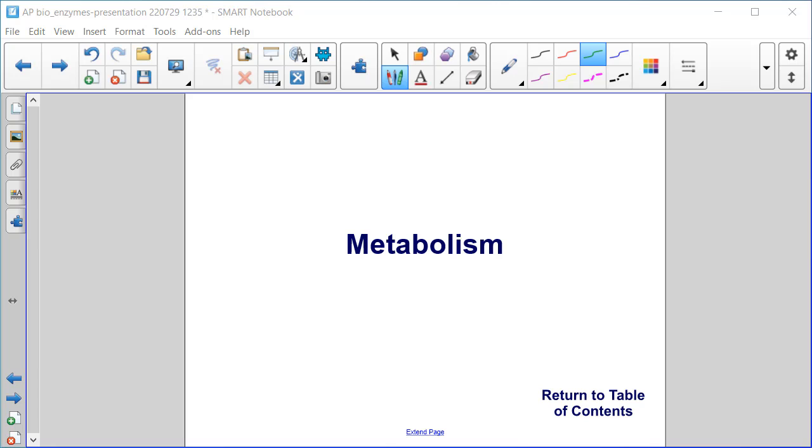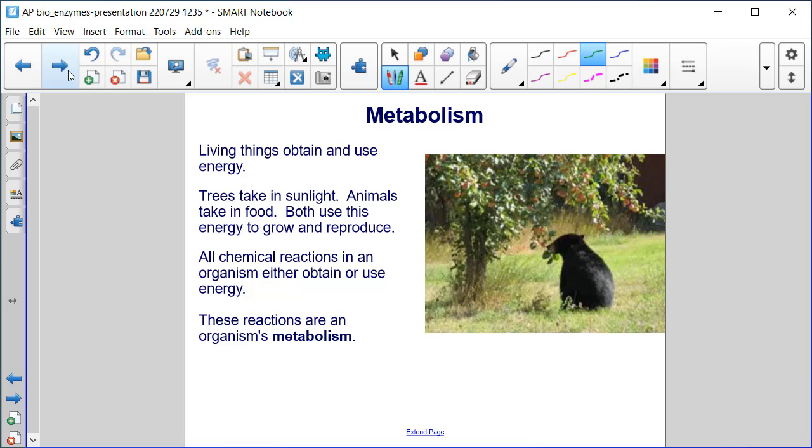In this next section, we're going to discuss metabolism. Living things obtain and use energy. Trees take in sunlight, animals take in food. Both use this energy to grow and reproduce. All chemical reactions in an organism either obtain or use energy. These reactions are an organism's metabolism.